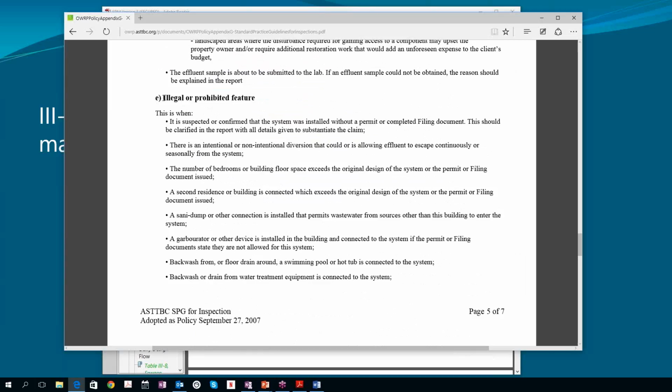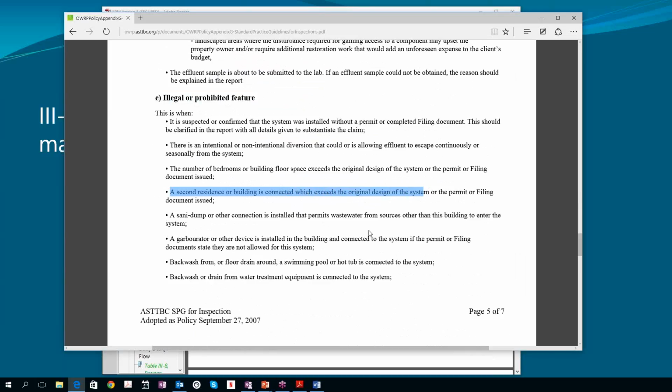Illegal or prohibited feature. This is the right time to point out that these different bits of terminology can be stacked together. It could be that the system is operating in a normal manner, but it could also be that there's an illegal or prohibited feature. So you can stack them together. It could be a diversion that allows effluent to escape, or a pipe heading to the creek or something like that. Could be that a second residence is connected which exceeds the DDF, the original design. That then becomes a prohibited feature.